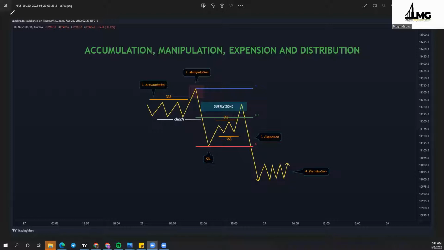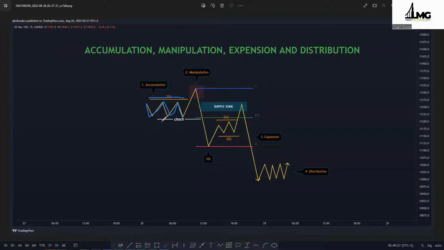The accumulation phase is obviously consolidation. We see price consolidating, and smart money gathering up orders. At this point we see sellers selling and buyers buying. We know that when price is ranging, we have an equilibrium of sellers and buyers, both pushing the market equally, until we have an imbalance.